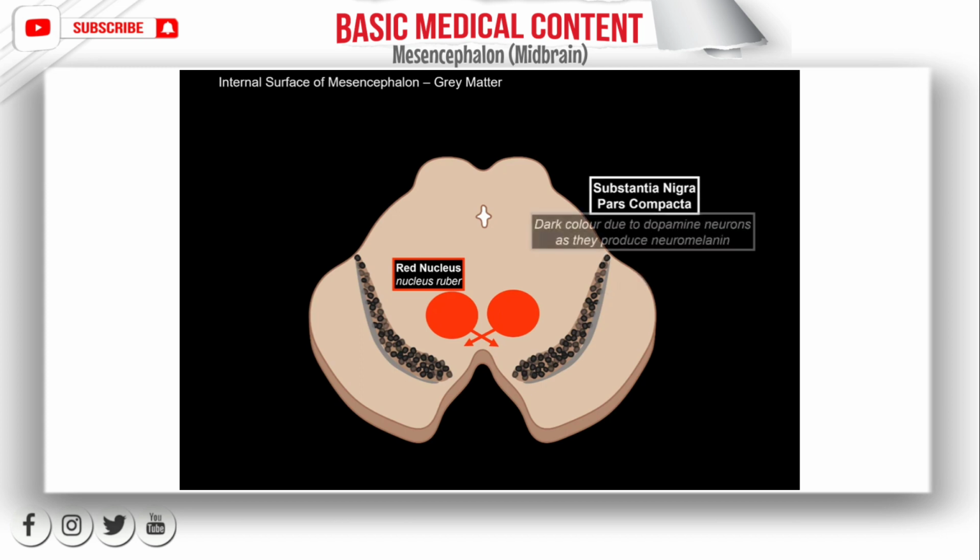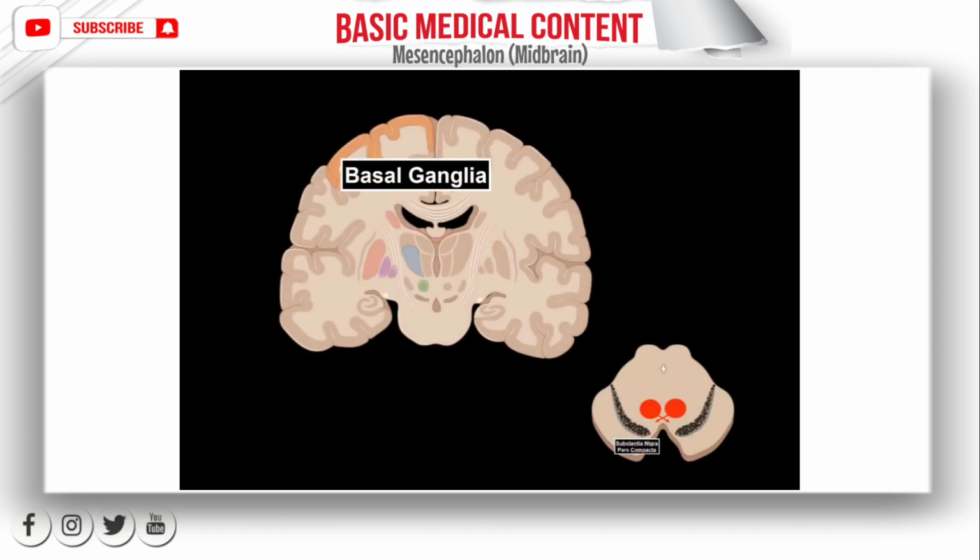The pars compacta is very dark in color due to the large numbers of dopamine neurons producing neuromelanin. The substantia nigra is considered a part of the basal ganglia, and the basal ganglia are a group of gray matter nuclei found within your brain. We'll talk about that when we talk about the internal structures of the hemispheres, but the basal ganglia consist of the caudate nucleus, the putamen, globus pallidus.